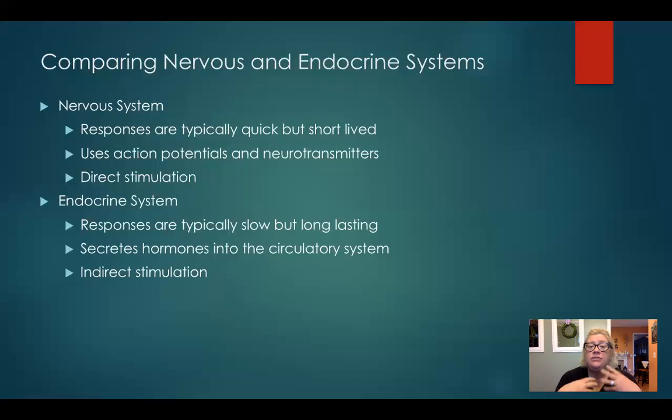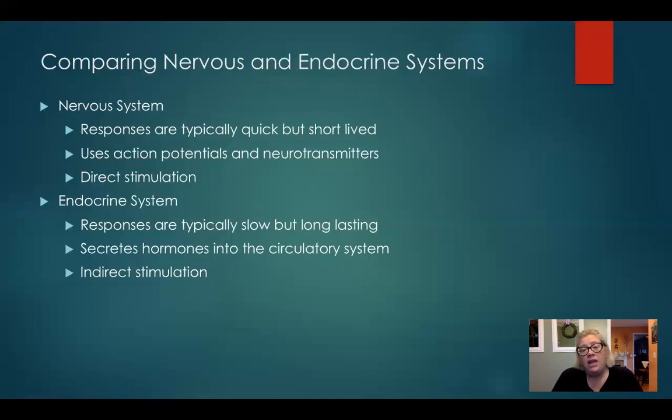Now the endocrine system response is going to be slower, but the response is long lasting. It can keep us at that even keel for a much longer period of time. Now there's several reasons why the response is a little bit slower. One of them is that the endocrine glands are going to produce hormones. Hormones need to be produced, then they need to be secreted from the cells, then they need to be taken up in the bloodstream, then they need to travel through the bloodstream to get to the target, and then eventually set a change in motion.